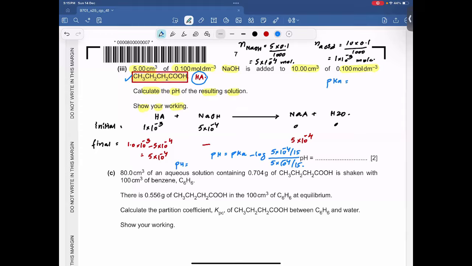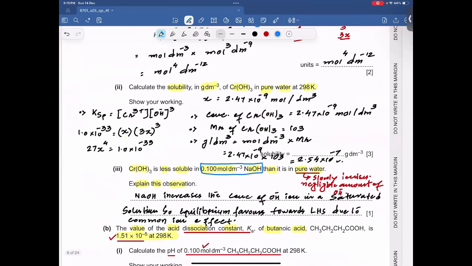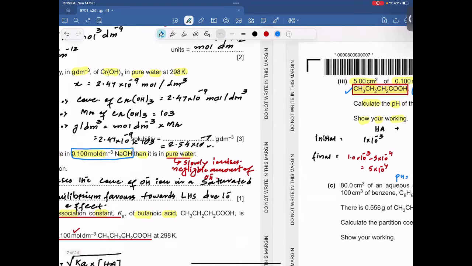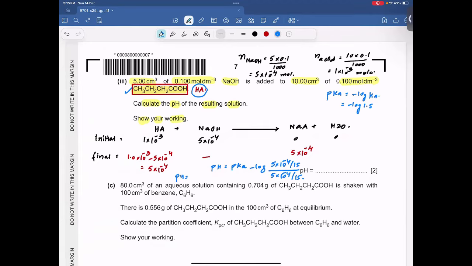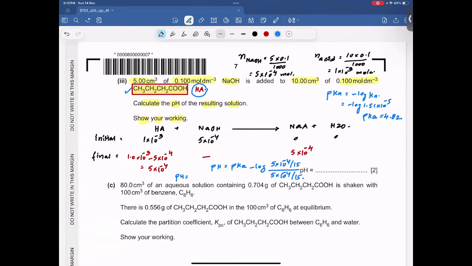pKa equals minus log Ka. All right. Minus log Ka. The value of Ka is already given in the previous part of the question, which was 1.51 into 10 to the power minus 5. So the value of pKa is going to be how much? I think 4.82. Let me plug in this value.